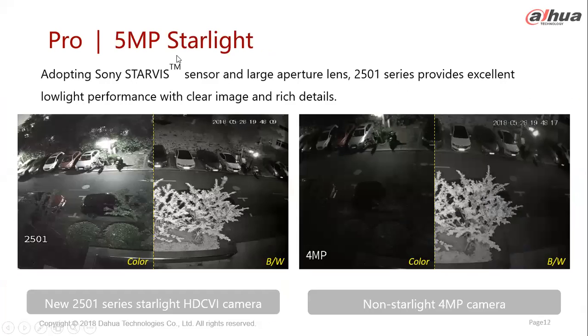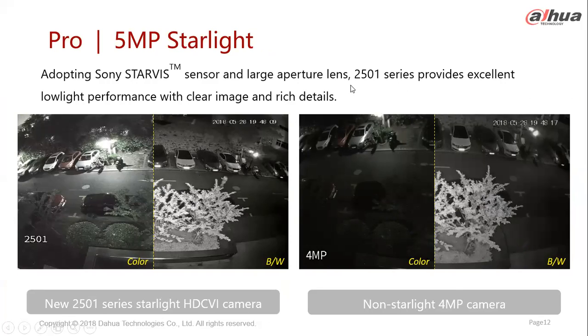So we have the 5 megapixel Starlight. We have this 4K high resolution, then the 5 megapixel. You can see the color is quite good. Comparing it to a 4 megapixel non-Starlight camera, you'd see the color of this one is not that good. So the new 2501 series Starlight HDCVI camera is quite clear.